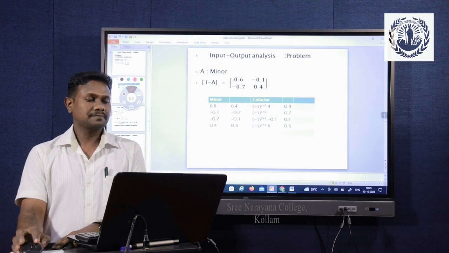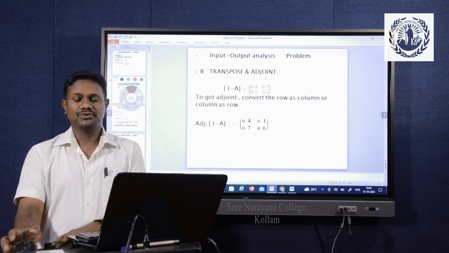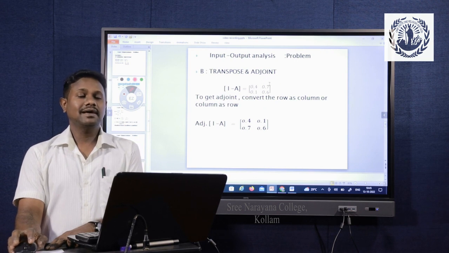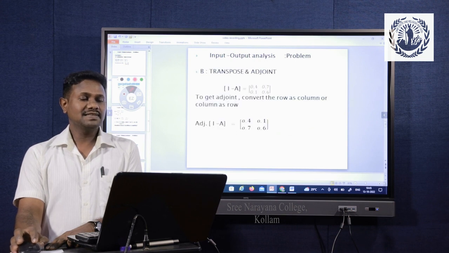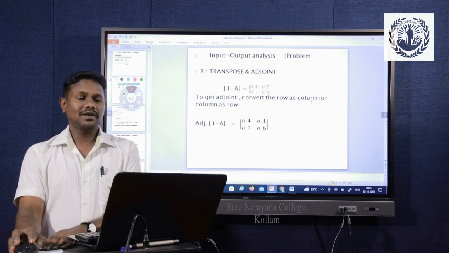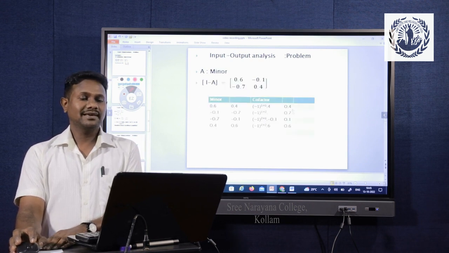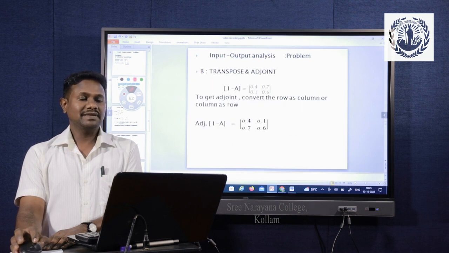Next step, transpose and adjoint. How can we find the adjoint? From the cofactor, we take these values 0.4, 0.7, 0.1 and 0.6 and convert them, that means convert the row as column or the column as row. See here, 0.4, 0.7, 0.1, 0.6 are depicted as 0.4, 0.1, 0.7, 0.6.